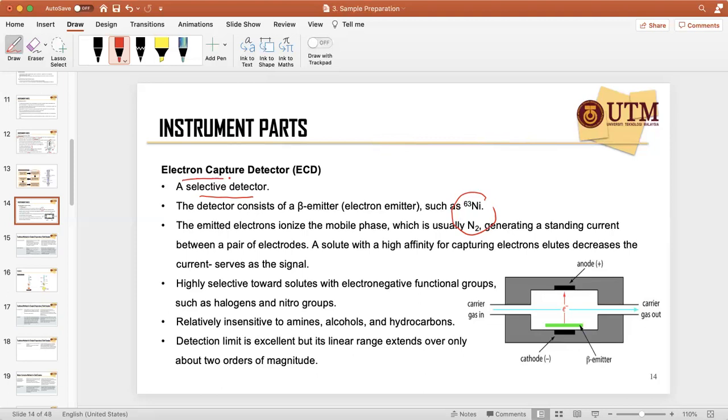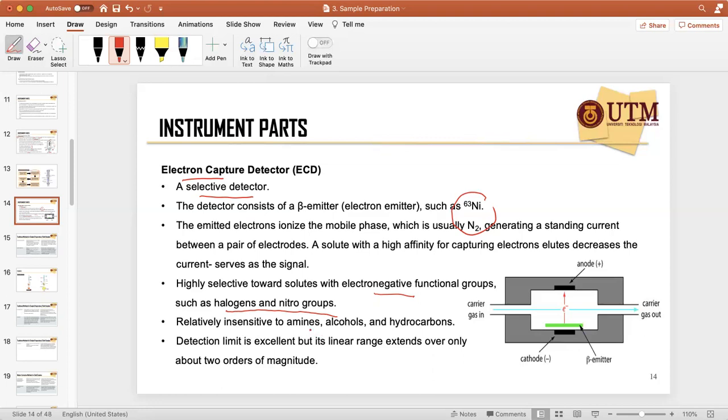Okay, that's why we say electron capture. So your analytes will capture the electrons that have been generated inside your detector by the beta emitter and your mobile phase, which in this case is nitrogen. Okay. Highly selective towards solutes with electronegative functional groups such as halogens and nitro groups. This is what I meant when I said earlier that ECD is a selective detector. It only applies to certain analytes, which in this case are halogens and nitro groups, because of the presence of electronegative functional groups. The presence of these functional groups will attract and capture the electrons that are present freely inside the detector. Relatively insensitive to amines, alcohols, and hydrocarbons.